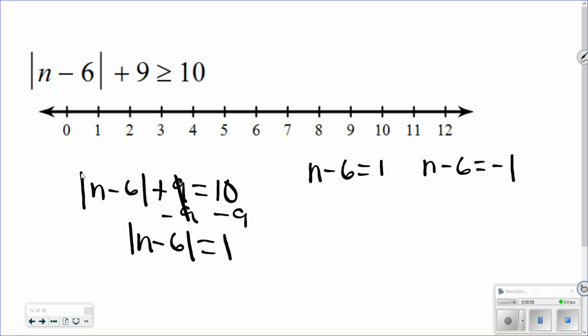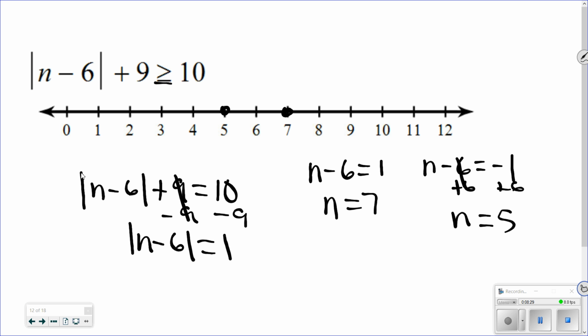I'm going to add the 6 over. N equals 7. This one I'm going to add the 6 over. Negative 1 plus 6 is 5. Okay, those are my two solutions I'm going to put on the number line. Okay, be careful. This one has an equal sign. That means it's a closed dot. So I go to 5, put a closed dot, and 7, and put a closed dot.